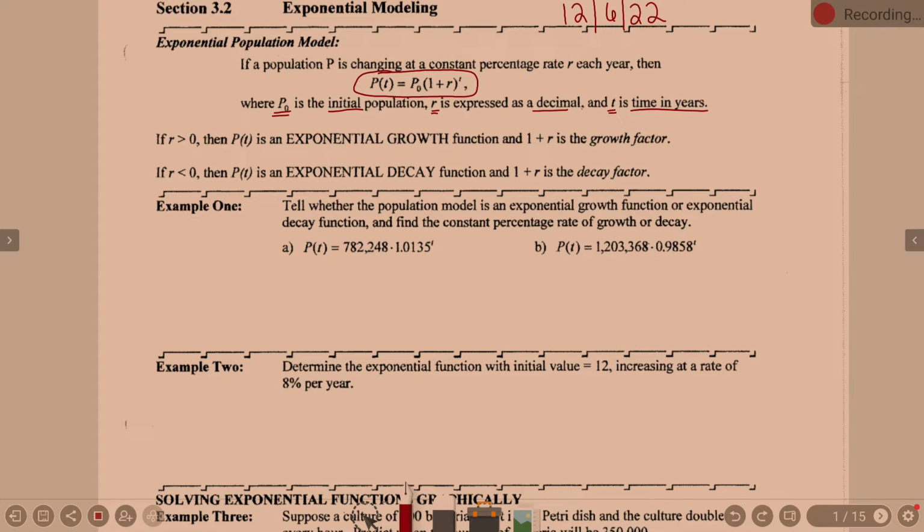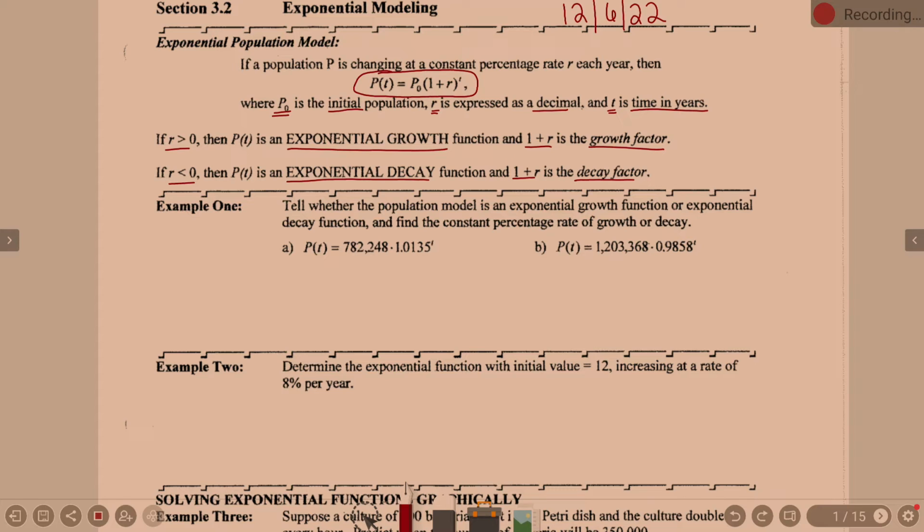If your R value, your percentage rate, is greater than 0, then it is an example of an exponential growth function, and 1 plus R is going to be your growth factor, which might be something you're asked for in homework. On the other hand, if R is less than 0, then we are talking exponential decay, and 1 plus R is the decay factor. We're going to talk about that as we look at example 1, parts A and B, and as we talk about whether these are growth or decay.